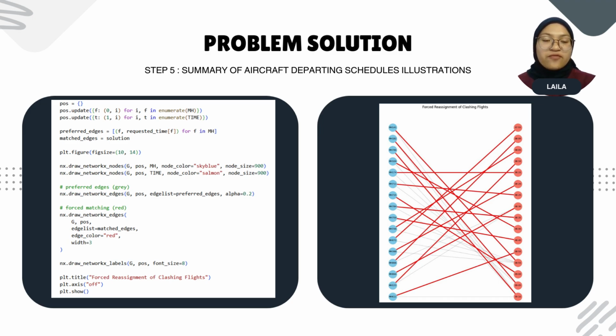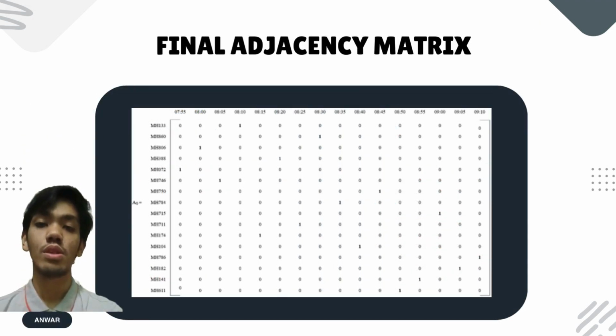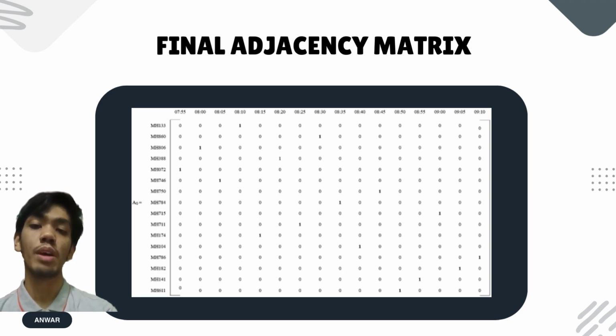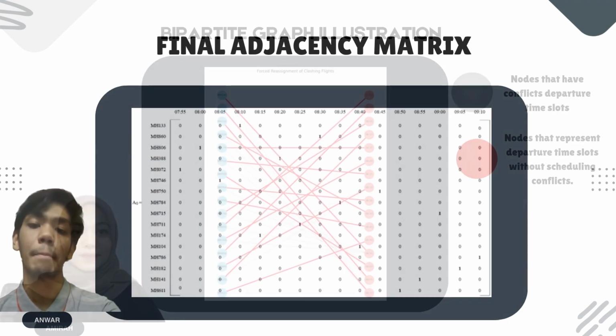So here is the final graph after we solve it by using Google OR tools. This is the final adjacency matrix that optimizes the flight schedule by ensuring a one-to-one mapping between flight numbers and time slots available. In this mathematical model, each row represents a flight number, while each column represents a time slot available. Ultimately, this matrix serves as a strategic tool for air traffic management, transforming a potentially crowded schedule into a clear sequential flow of departure times from 7:55 to 9:10 a.m.